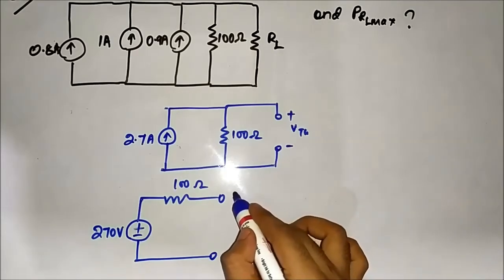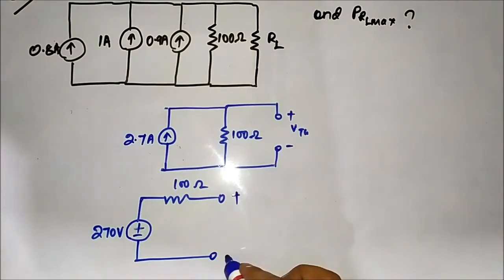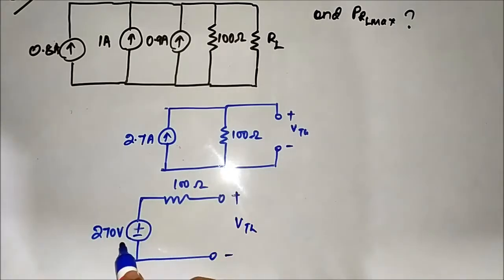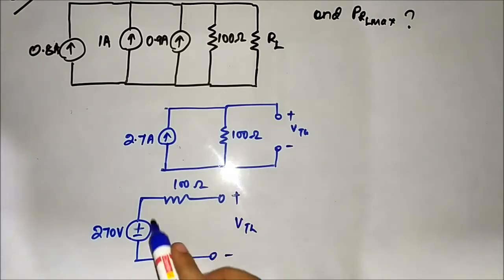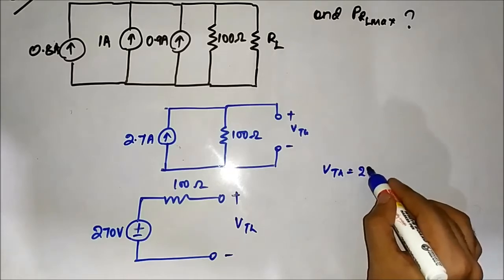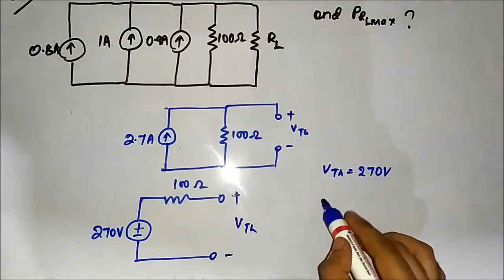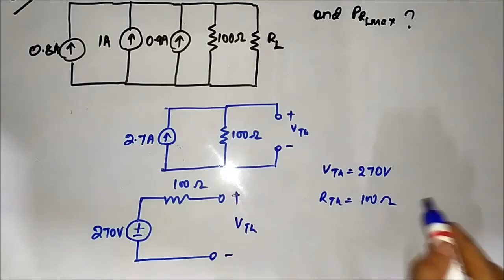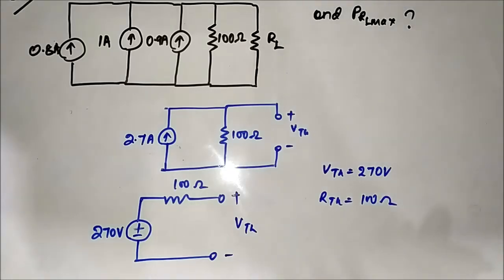So if you notice, this is the exact form of the Thevenin equivalent circuit: voltage source in series with a resistor. So here VTH is equal to 270 volt and RTH is equal to 100 ohm. Okay, RTH is equal to 100 ohm.